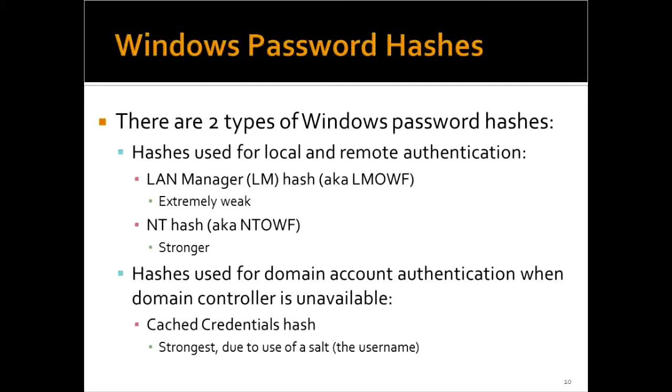The other hash is used for authenticating domain accounts to a local system when the domain controller is unavailable. And this is the cached credentials hash. It's a stronger hash than the others. It's essentially a hash of the NT hash, but also has the username mixed into the hashing algorithm, which is essentially used as a salt. And this helps protect against pre-computed rainbow table style attacks. So having that additional piece of information mixed in goes a long way towards protecting the cached credential.